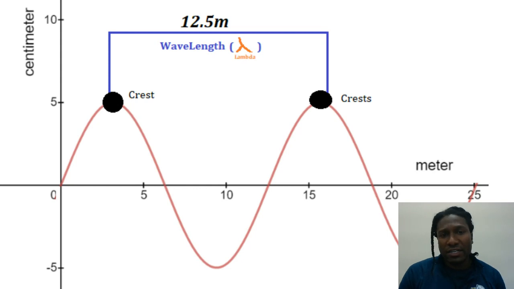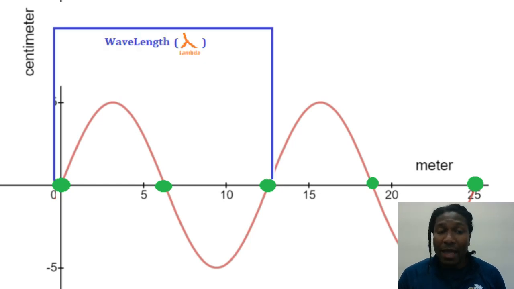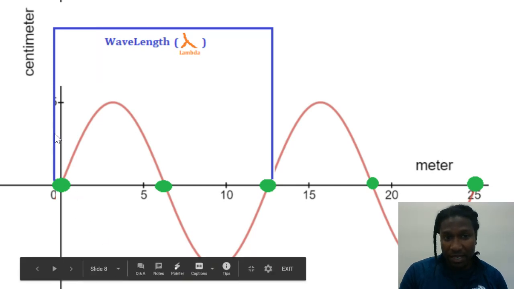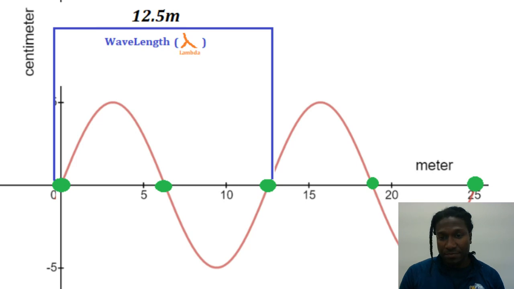Now there's other ways to measure wavelength as well. So let's look at another way. If I'm looking at equilibriums, so all of my equilibriums are in green, I can measure the wavelength by going from one equilibrium, skip one, to the other equilibrium. So from every other equilibrium, we can find wavelength. And you can see I label it here. In this case, if you did that, equilibrium to every other equilibrium, the wavelength would also be 12.5 meters.